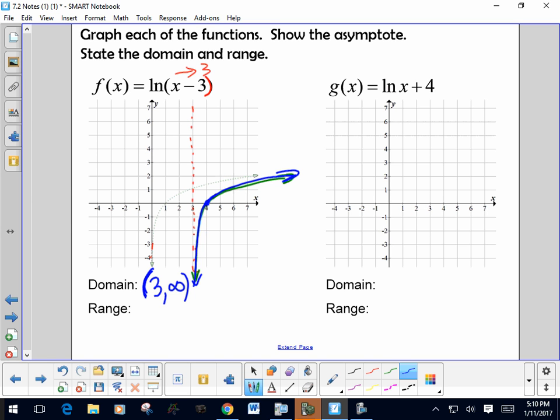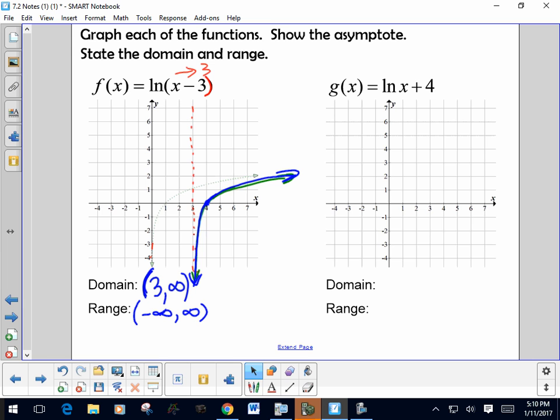And then the range, if we're thinking about range, we often think of that in interval notation as bottom to top, bottoms up. Range of this log equation is -infinity to +infinity. Okay, we're going to look at 3 more graphs.